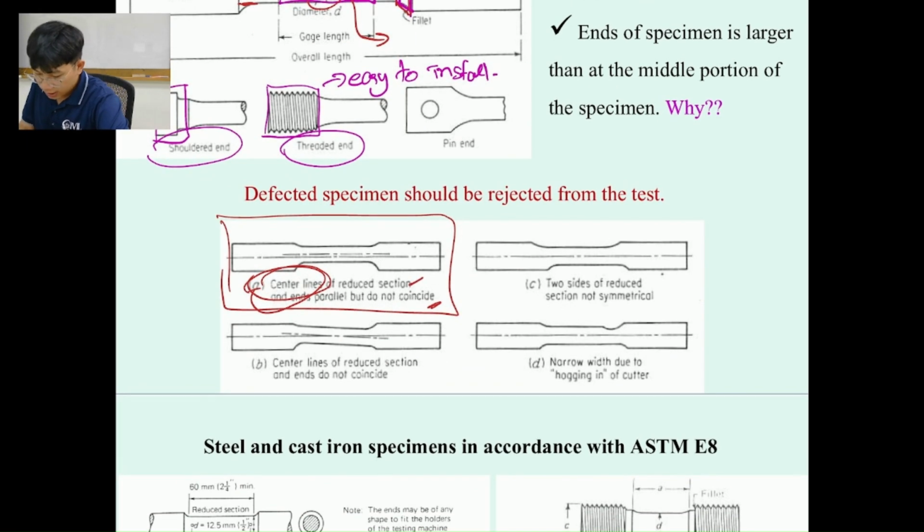And then we have four types. One is not in the center. One is similarly not in the center. The second one is not symmetric, for sample C. And then sample D is going to be the defect of the sample where some part of the material is missing, which means the resistant area is going to be missing. Okay, it's going to be smaller over here. When you pull it, it's going to fail at this point. So it's not a good specimen for testing.